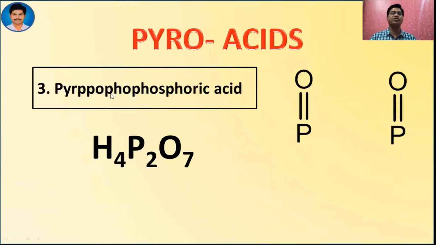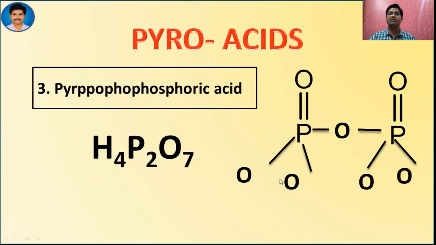I already told you, whenever you get the pyro, there is an oxygen between the two phosphorus atoms. See, this is going to be the oxygen. Now, 1, 2, 3 bonds are there, remaining 2 bonds are here. Every phosphorus in oxoacids of phosphorus has 5 bonds. Among the 5, there will be a double bonded oxygen. Then supply the oxygens. These are the 4 oxygens.